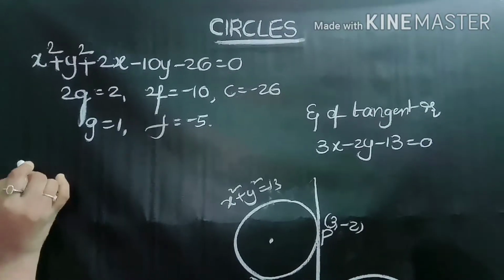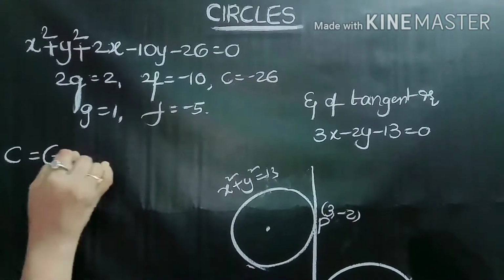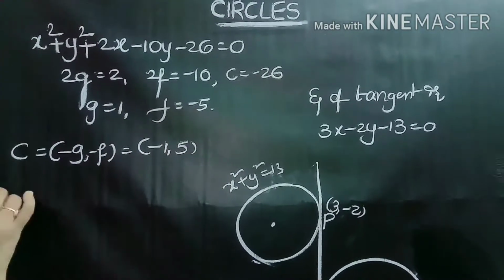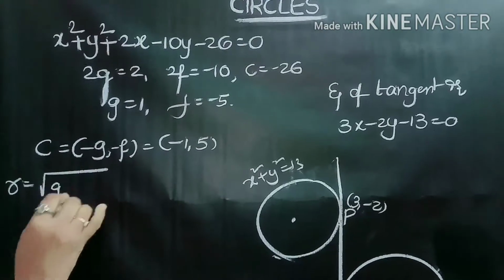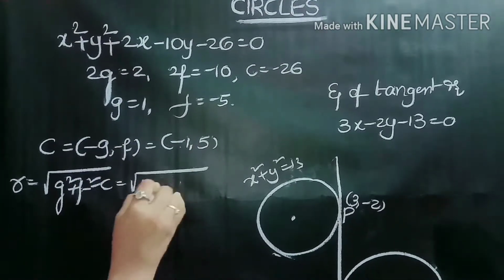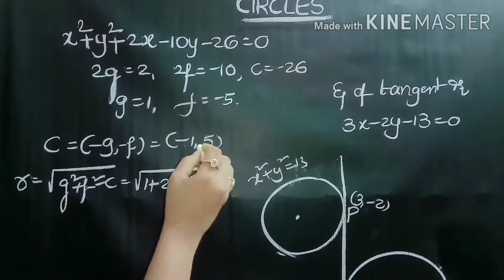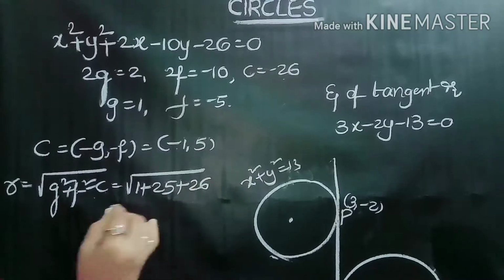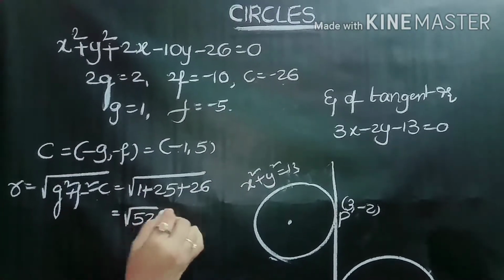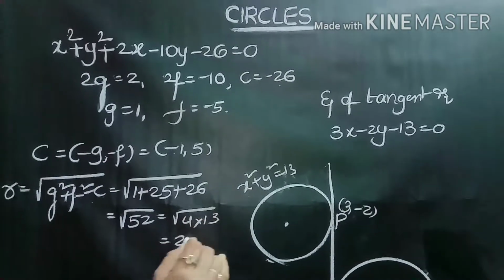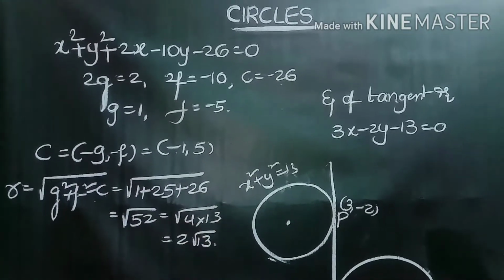So center is (-g, -f), that is (-1, 5), and radius r equals the square root of g² + f² - c. This is equal to 1 + 25 + 26, which is root 52. This root 52 is equal to root of 4 into 13. Root of 4 into 13 is equal to 2 root 13. This is the radius value.